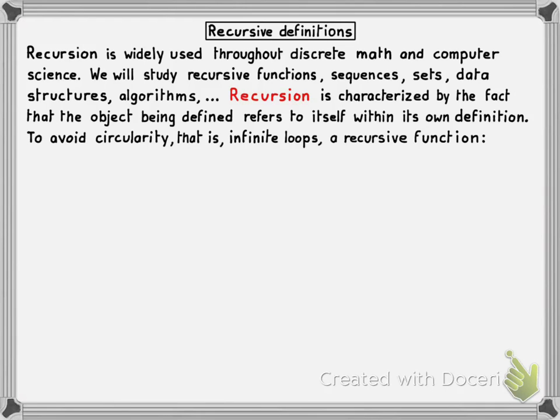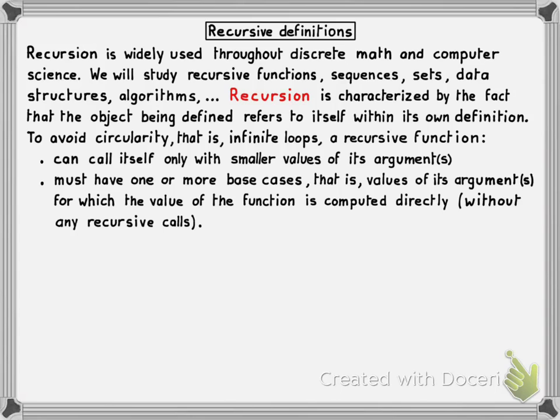So the danger, of course, of recursion is the circularity or infinite loops. So in a recursive function, for example, to avoid circularity, we want to make sure that whenever the function calls itself, it does so with values of its arguments that are smaller than the values that you started out with. So if the values get smaller and smaller, then at least you can avoid going into an infinite loop. But for that to happen, you must also have one or more base cases, that is, values of the arguments to the function, for which the function can compute its value directly without making recursive calls.